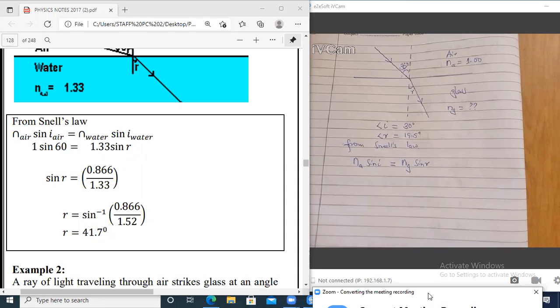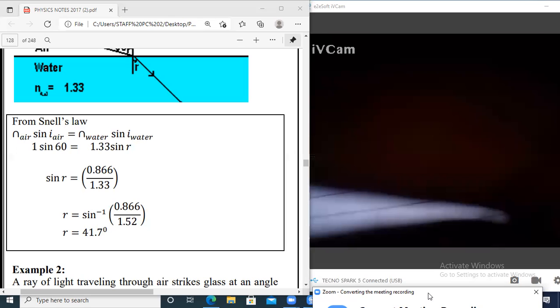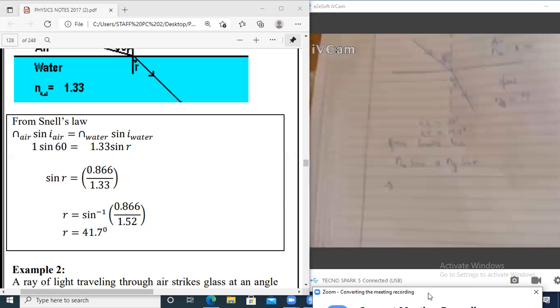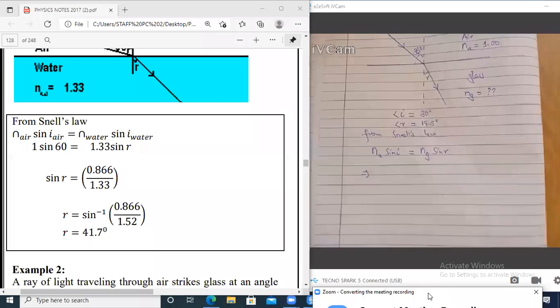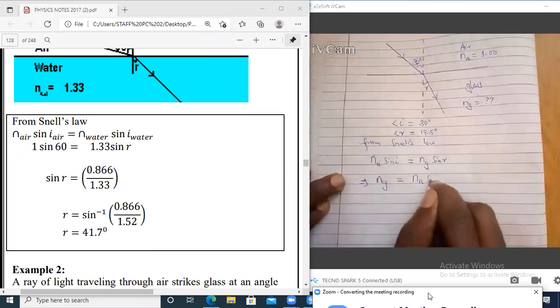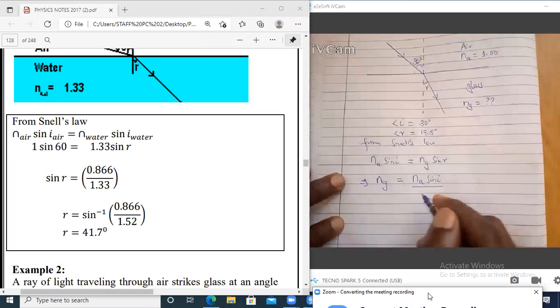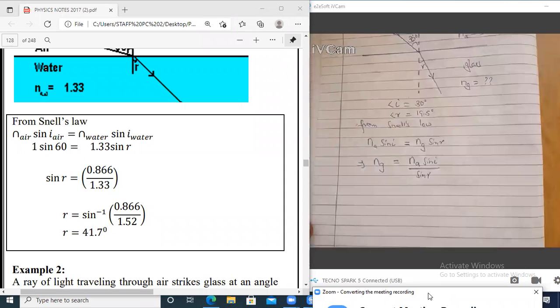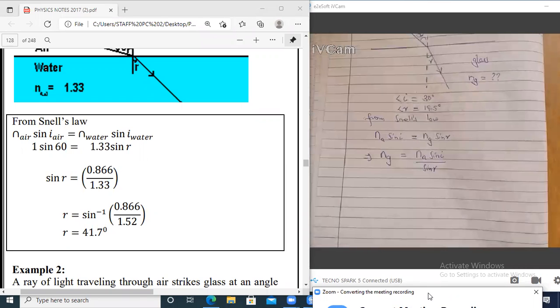what shall we get? Just a moment. So if I make NG the subject, NG will be NA over sine R, multiplied by sine I. Right? Members, is that clear?